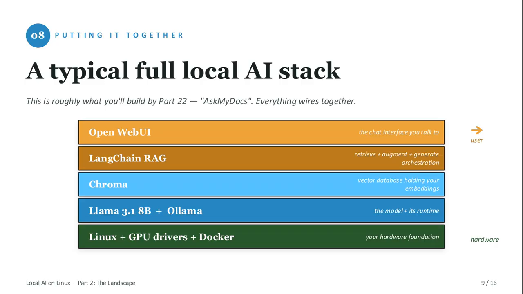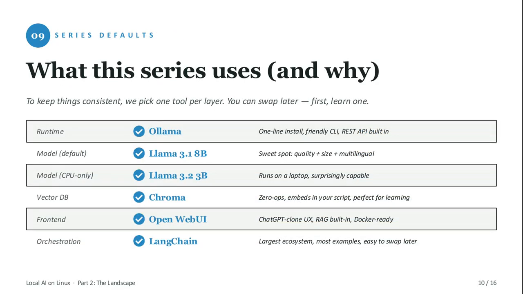And those are the specific picks for this series. Ollama for the runtime because it installs in one line and ships with a REST API. Llama 3.1 8B as the default model, or 3.2 3B if you're on CPU only and still want something genuinely useful. Chroma for vectors since it embeds right into your Python. Open WebUI for the front end, and LangChain for orchestration because the examples are everywhere. Pick one, learn it well. You can always swap later.